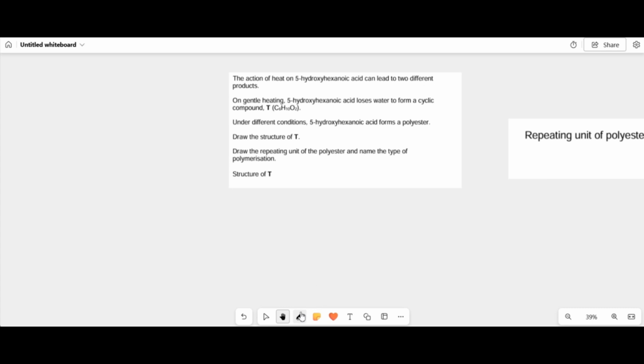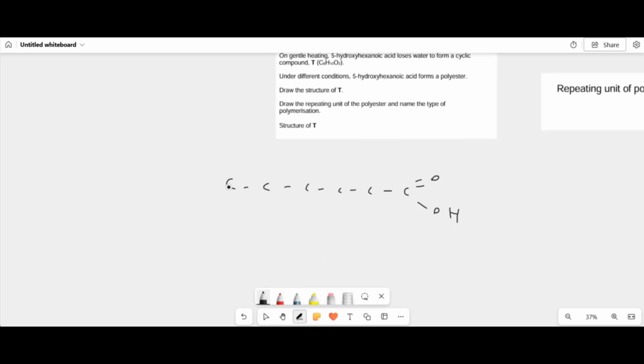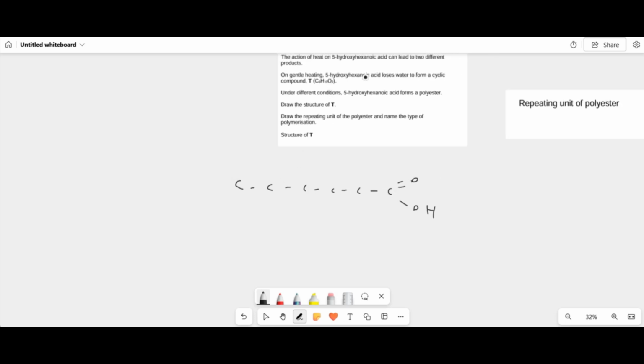For the 5-hydroxyhexanoic acid, if you want to get that A star, you have to be willing to get dirty with it. You have to be willing to get gritty and start drawing things out. I know it seems pointless at first, but trust me. That's one, two, three; one, two, three, four, five, six.